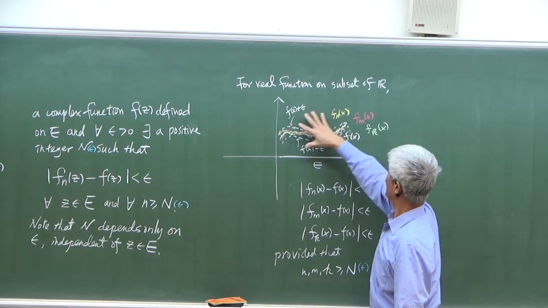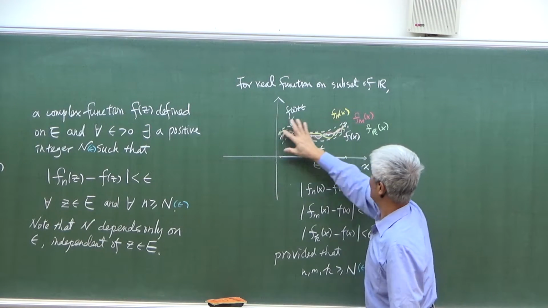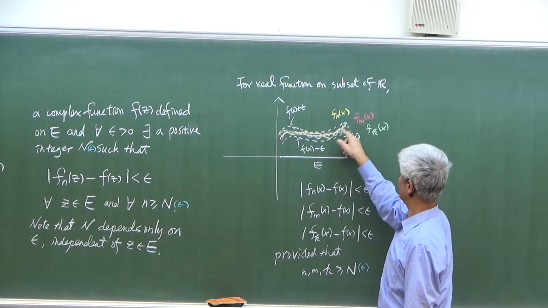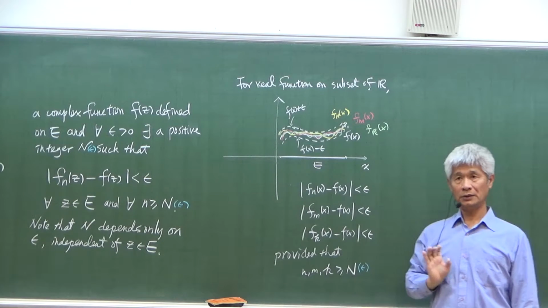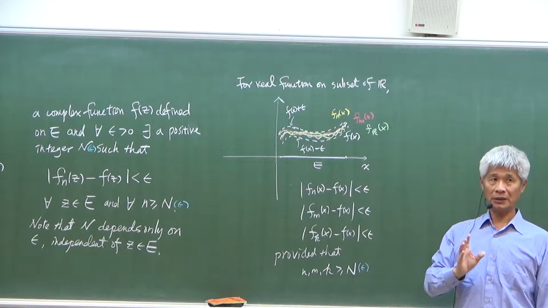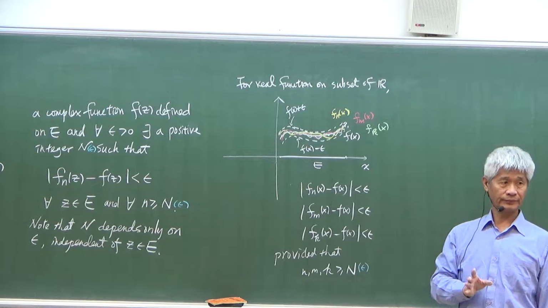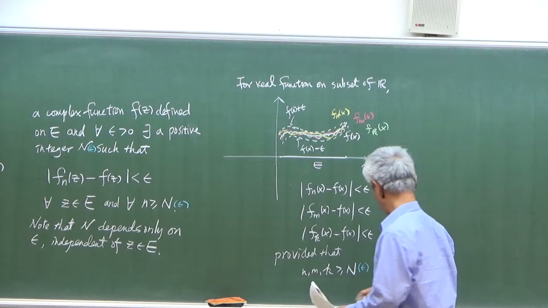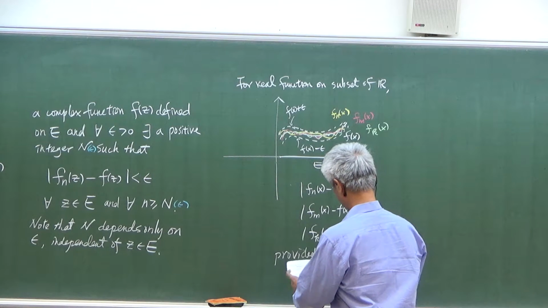So the function curve will be within this tube. Okay, within this tube. This is the meaning of uniform convergence. Any questions about that?